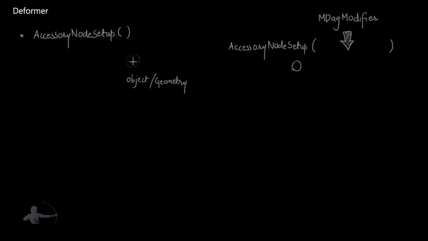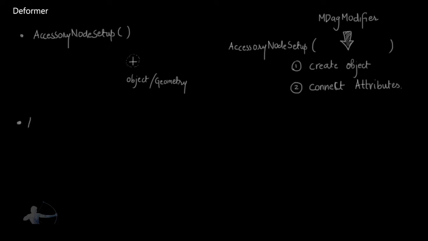So first thing, we will create the object, and then as we discussed, we will have to connect the world matrix attribute of this object to the matrix attribute of a deformer node. So the second thing we will do in this function is connect attributes.